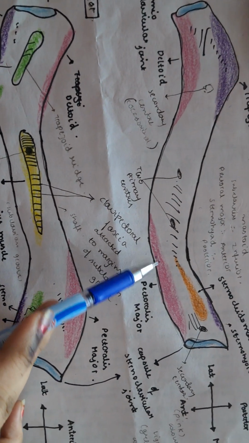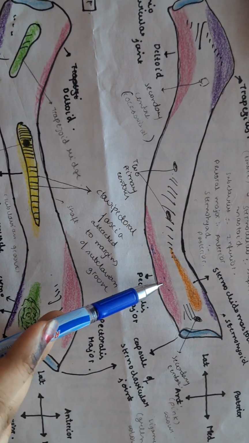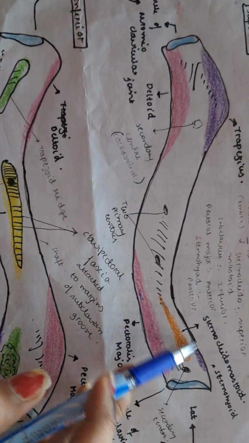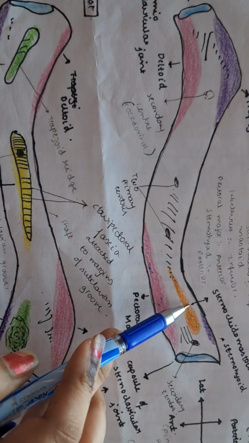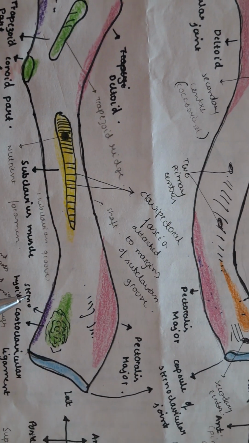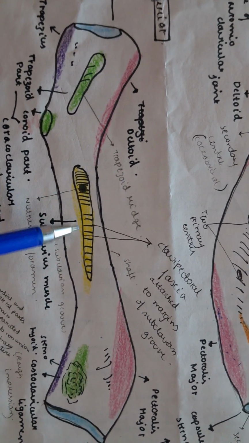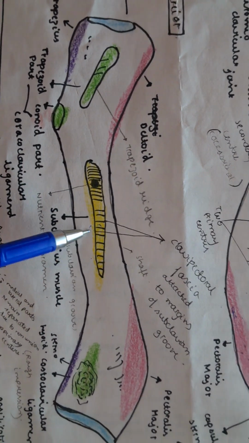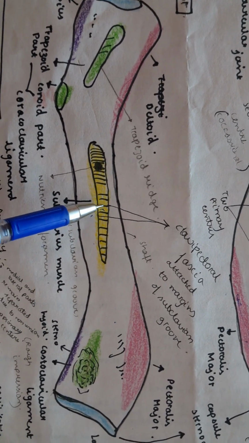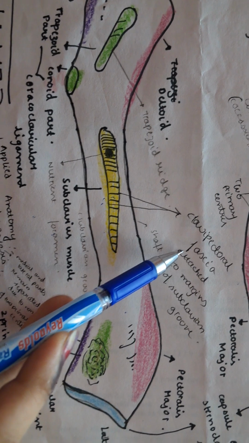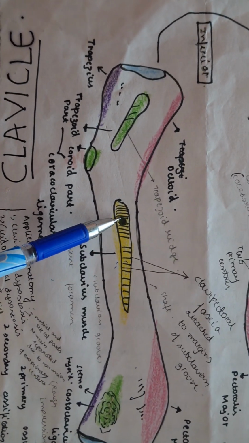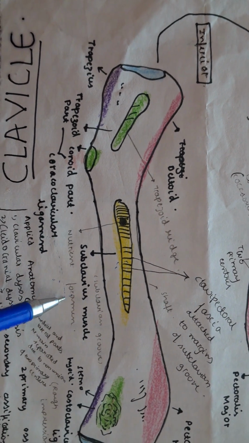And the anterior surface of the medial 2/3 gives rise to pectoralis major. Posterior surface gives rise to sternohyoid. Superior surface gives rise to sternocleidomastoid muscle. And the inferior surface of the medial 2/3 of the shaft consists of the subclavian groove, which gives rise to subclavius muscle. And the borders of this subclavian groove give rise to clavipectoral fascia. And the lateral part of this subclavian groove contains the nutrient foramen.